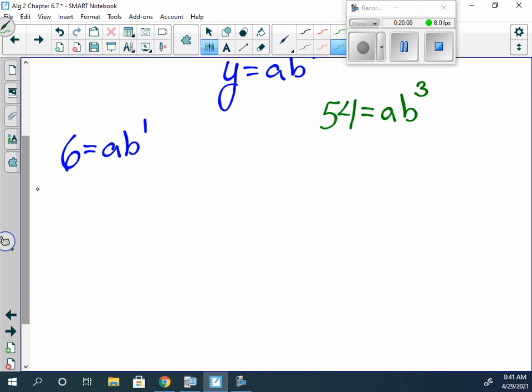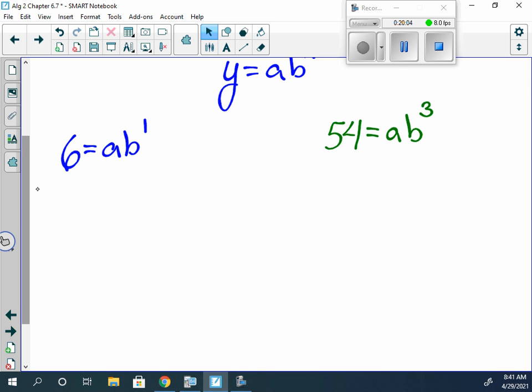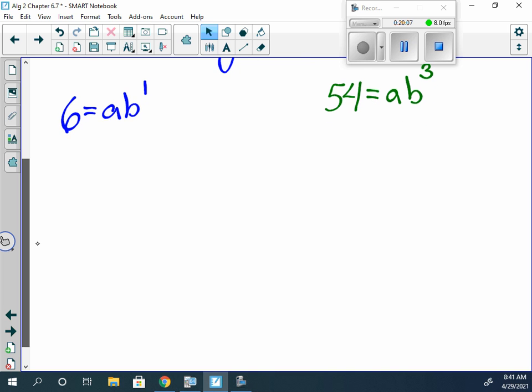Now in all the ones that we're going to look at this time around, the power of b for one of them will be 1. We're not going to deal with a case where we have b squared and b to the 5th, where neither of them is 1. So what we're going to do first is get a in one of the equations by itself. Because if I can define a, I can plug it into the other equation to solve.